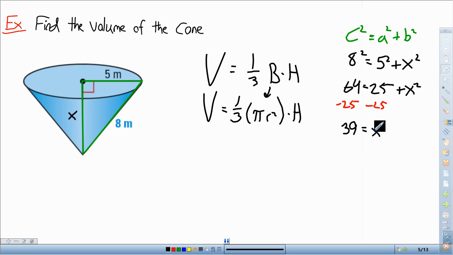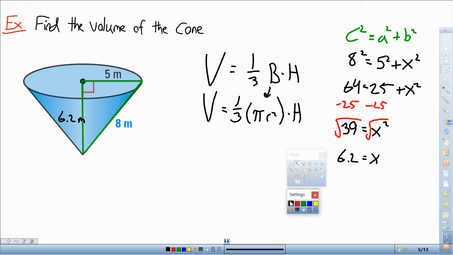Okay, equals x squared. Solving for x, undoing squaring with square rooting, right? Then I'm just going to type this into my calculator. Square root of 39 is giving me 6.24, which I'm going to round to 6.2. So there it is, I figured out my height. It is 6.2. Technically, we're talking about meters. So that is my height.